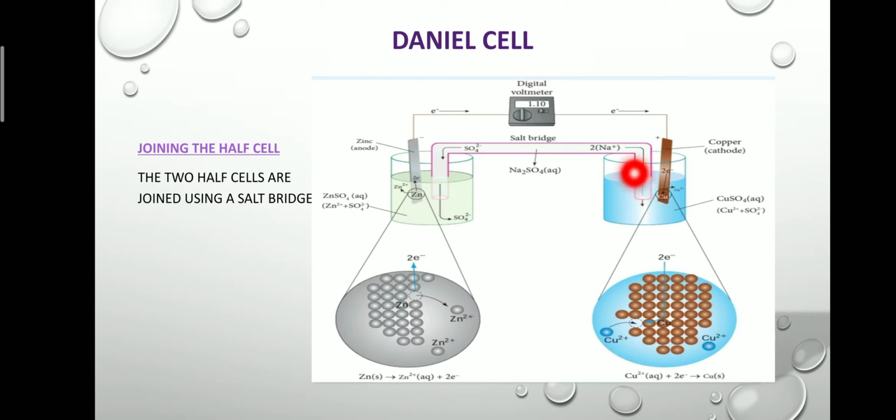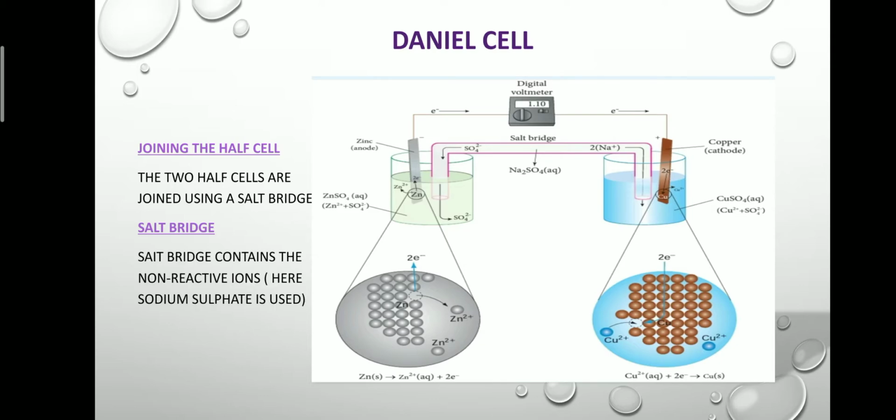These electrolytes used in a salt bridge are basically non-reactive. It contains non-reactive ions. It won't react with this metal or with this solution. So usually we will use KCl or sodium sulfate salt bridge. Here you are using sodium sulfate.